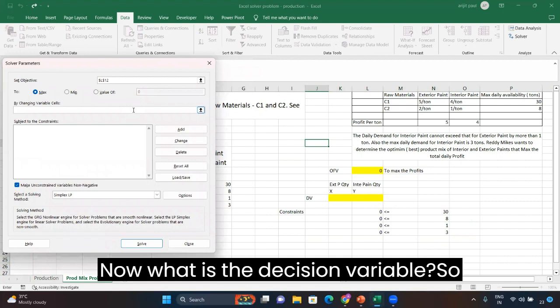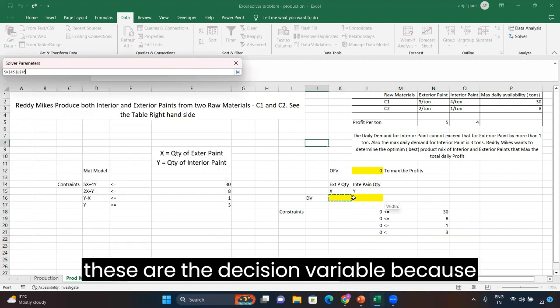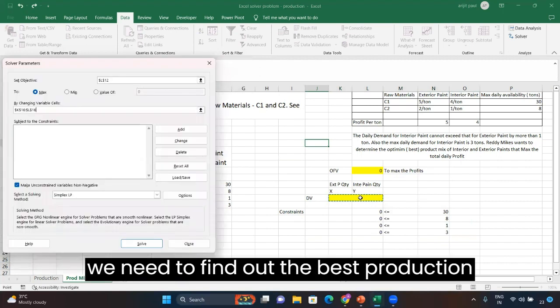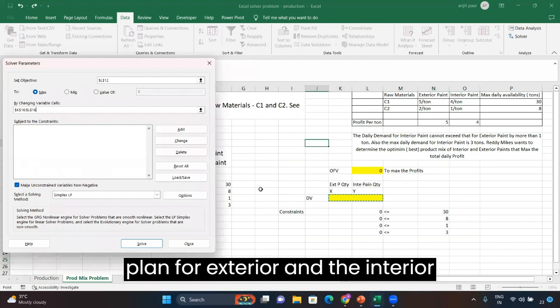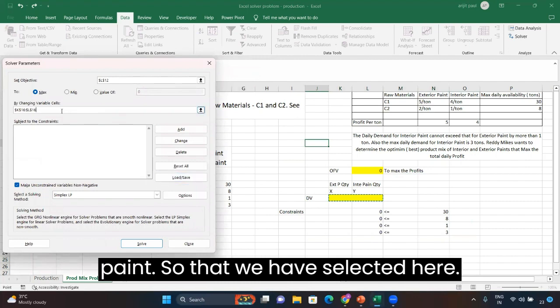Now what is the decision variable? These are the decision variables because we need to find out the best production plan for exterior and interior paint. So we have selected them here.